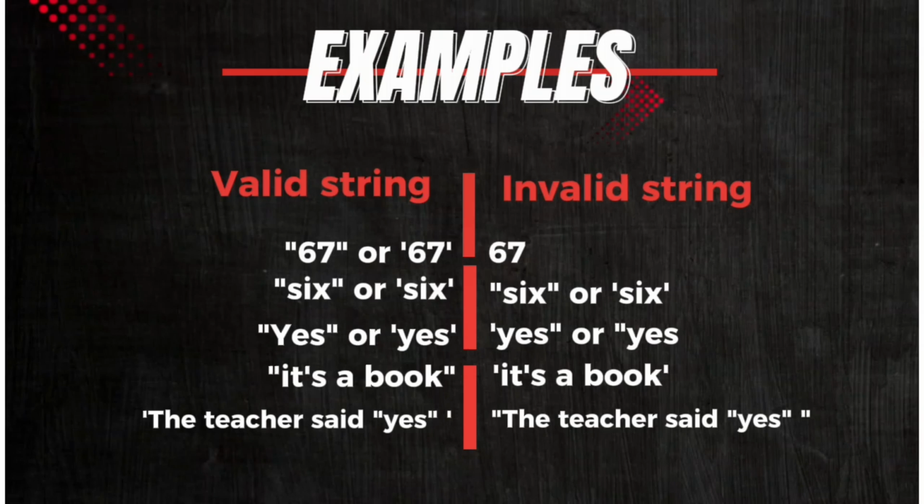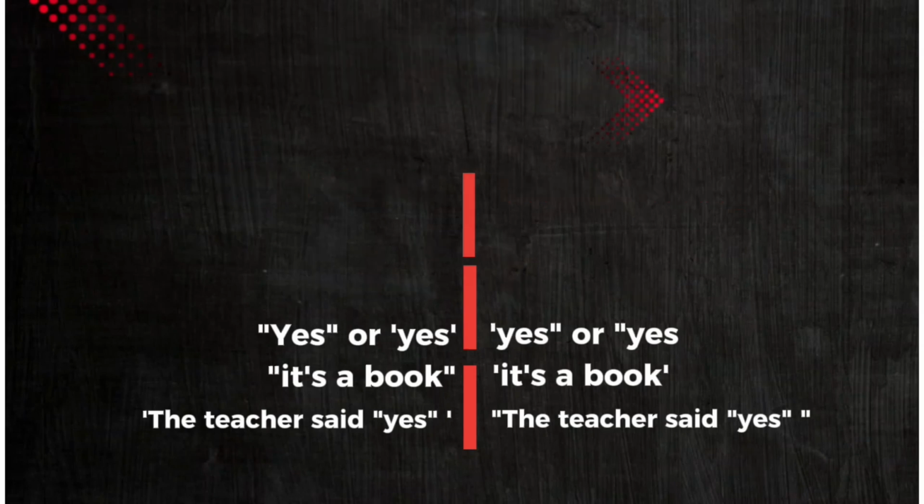Let's consider the last example. 'The teacher said "yes"' is a valid string. It starts and ends with single quotes, while the inner quoted word yes uses double quotes. Since the quotation marks are clearly distinguished, the string is syntactically correct. "The teacher said "yes"" is an invalid string because it starts and ends with double quotes, but also uses double quotes around the word yes inside the string.